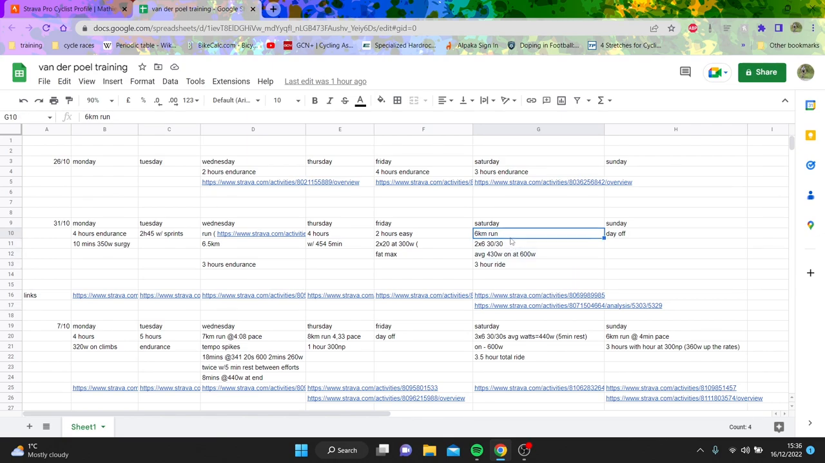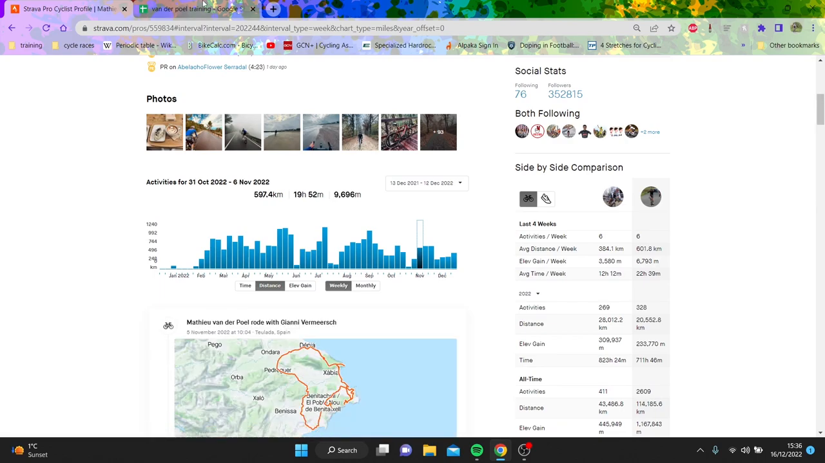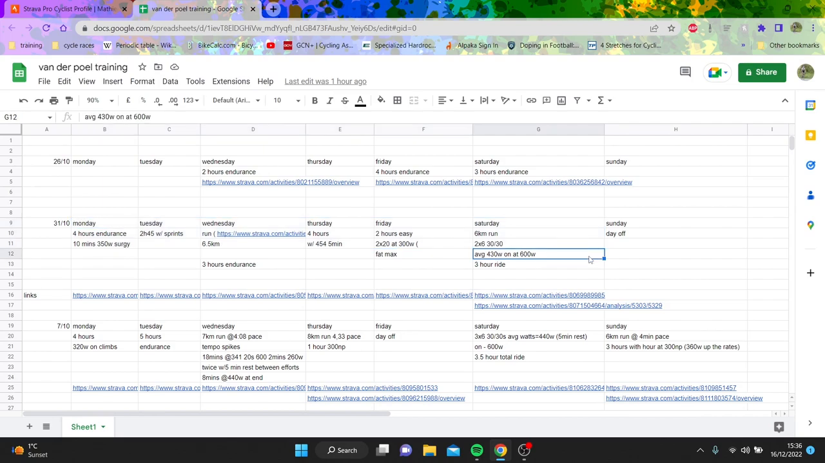And these are his first intervals. He does 2x6 of 30-30s, an average of 430 watts, and his ons were about 600 watts in a 3-hour ride. So this, I'd say, is the first proper training week. If we look at it, it was about a 20-hour week-ish, which is pretty strong. Yeah, 19 hours 52. Most of this was done with Jani Vermeer.